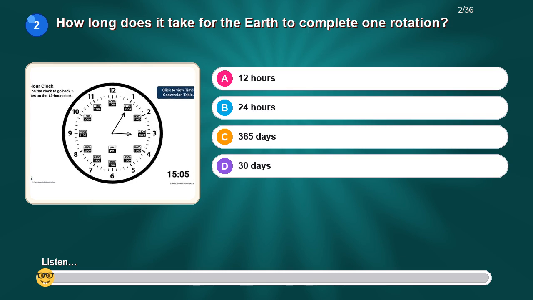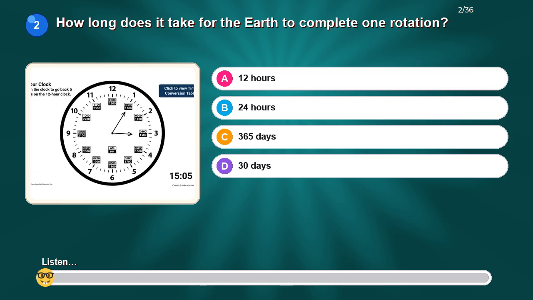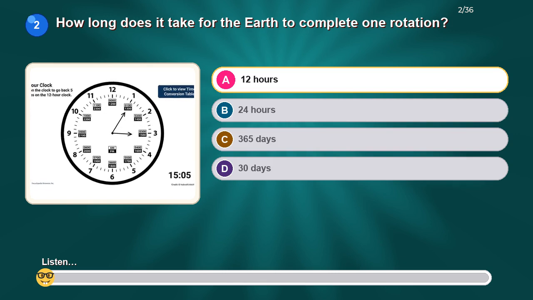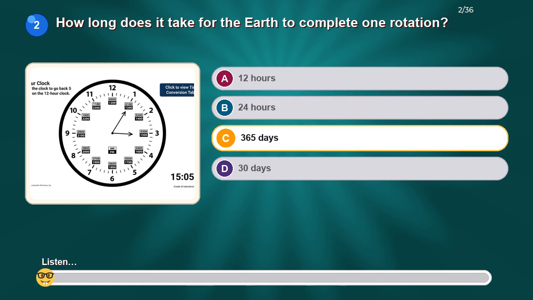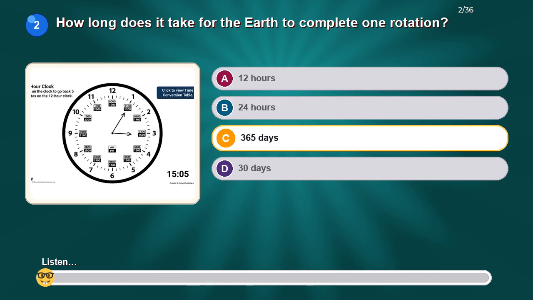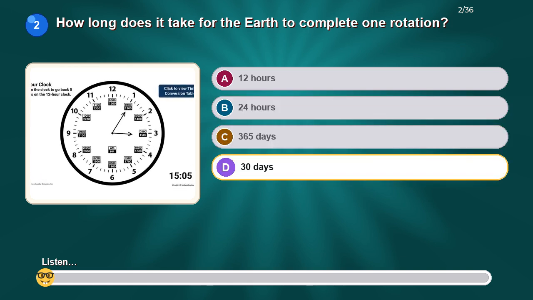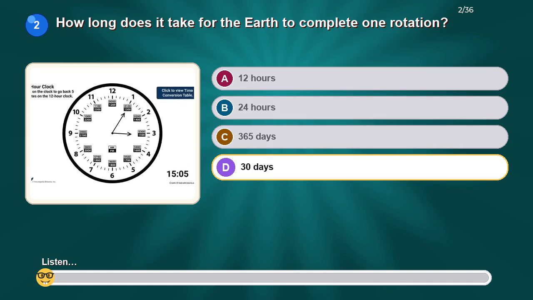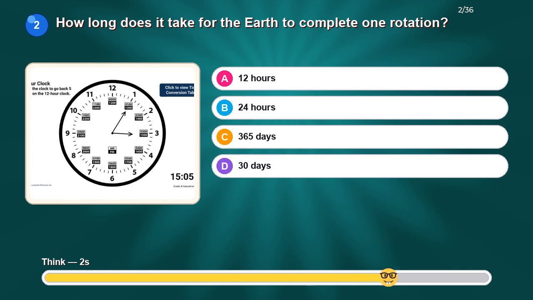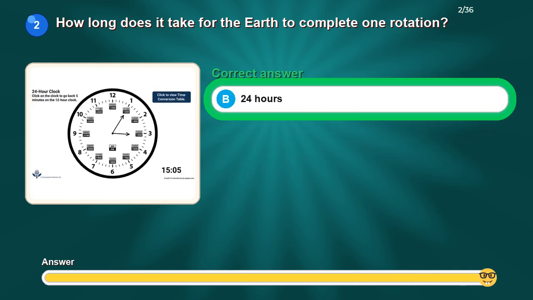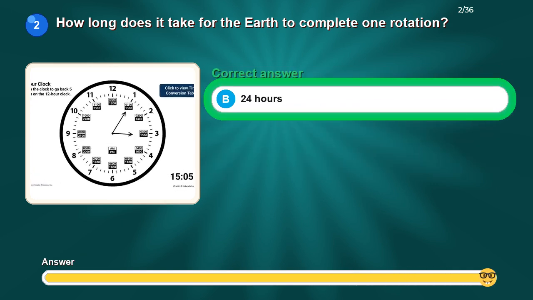How long does it take for the Earth to complete one rotation? Option A. 12 hours. Option B. 24 hours. Option C. 365 days. Option D. 30 days. The correct answer is 24 hours.